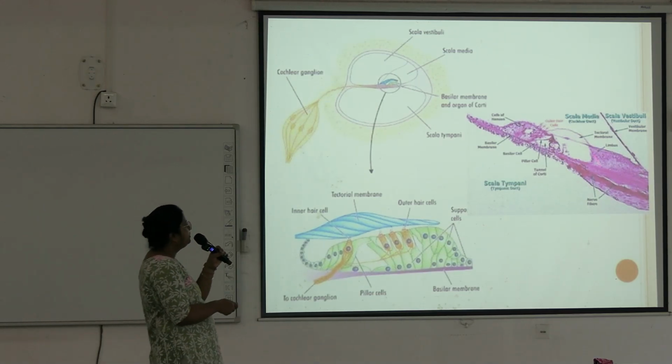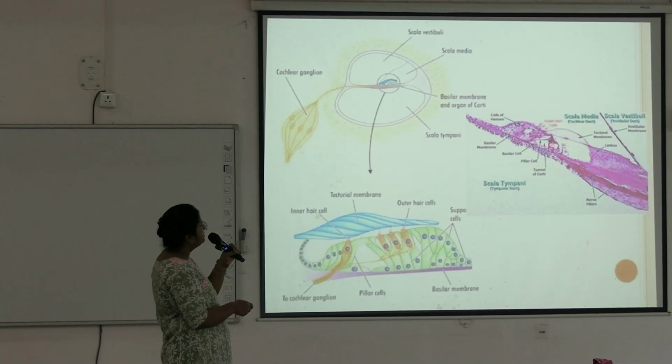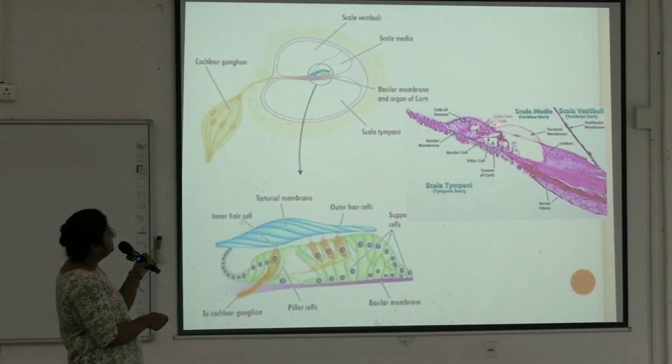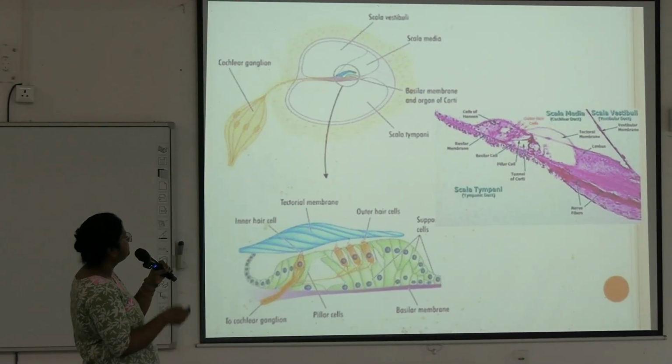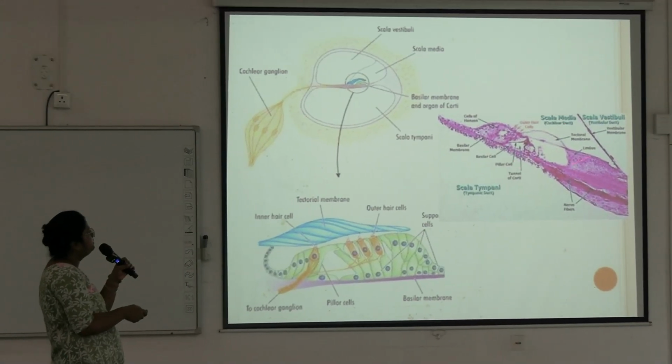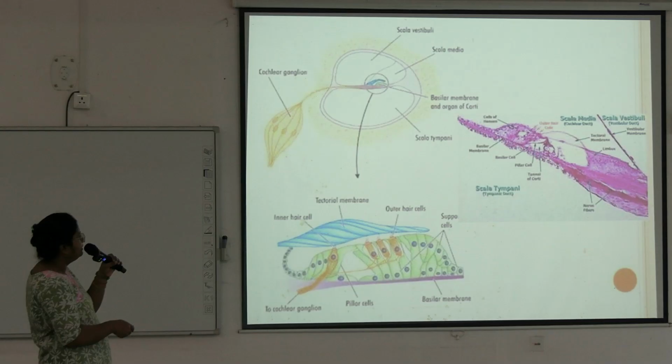And this is a histological picture of the organ of Corti. Membrana tectoria, inner and outer hair cells. Scala vestibuli, media, scala tympani.